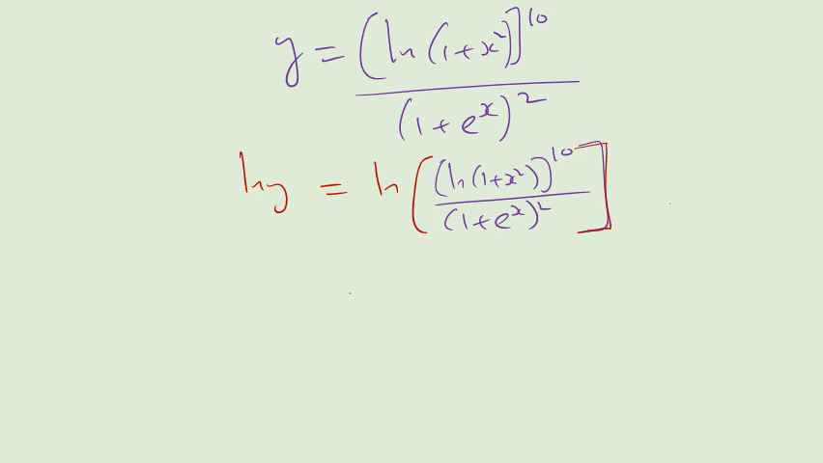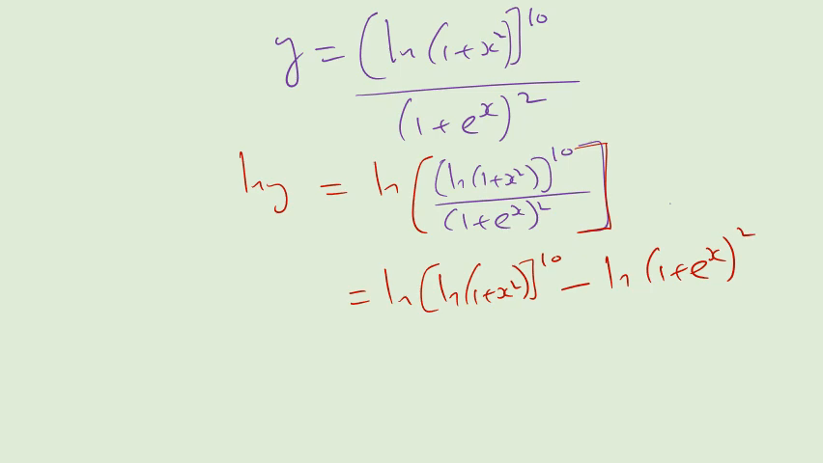Well, again, quotient there. So this becomes ln of 1 plus x squared, but this is raised to the power 10, minus ln of 1 plus e to the power x all squared. And now you can see what's happening. That's the reason why we use ln. So it's 10 ln of 1 plus x squared minus 2 ln of 1 plus e to the x.